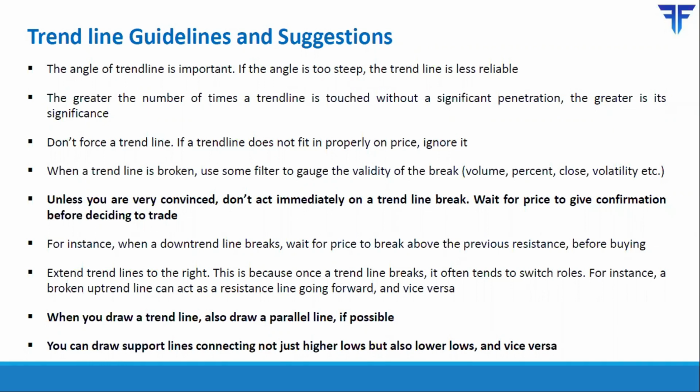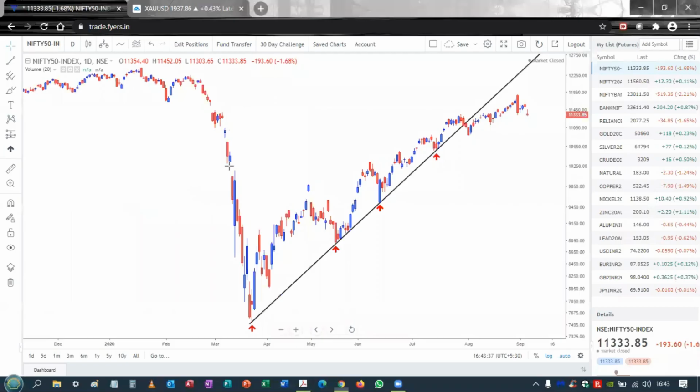Again, key to remember is that if a trend line is broken, unless you're very convinced that a reversal in trend could occur, wait for price to give some sort of confirmation before deciding to trade. As I showed using the chart of Nifty, if you remember, the trend line broke at this point. Now this is the log chart. The trend line broke at this point, but since then, if you see, price continued to go higher instead of coming lower. So had you sold following the trend line break, you would have probably made a loss if you had held on the position for so long.